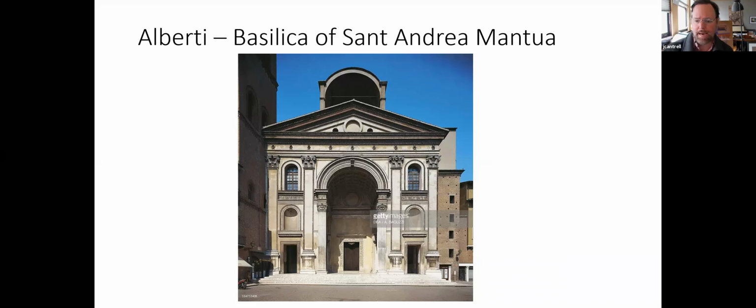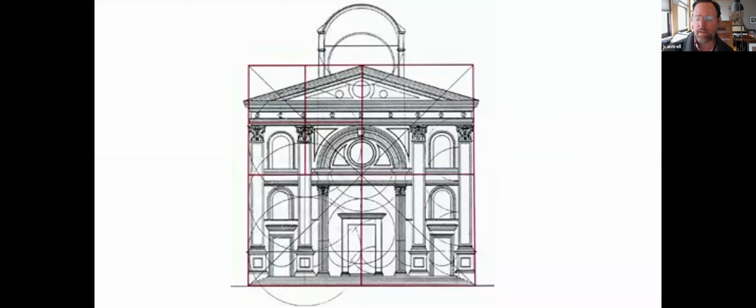So let's take a look at how these facades are created. These are Renaissance facades, of course. Remember, the Renaissance is a rebirth of classical systems, proportions, and ideals. So it looks like this is a wonderful Renaissance architect, Alberti, Basilica of Sant'Andrea in Mantua. What he's doing is he's using ancient classical principles to determine the size and proportions of every little part in the facade. So here's a geometric analysis of this.